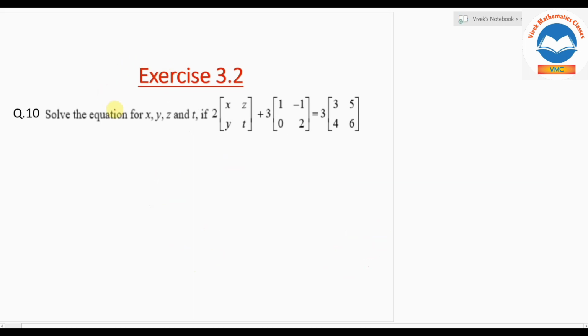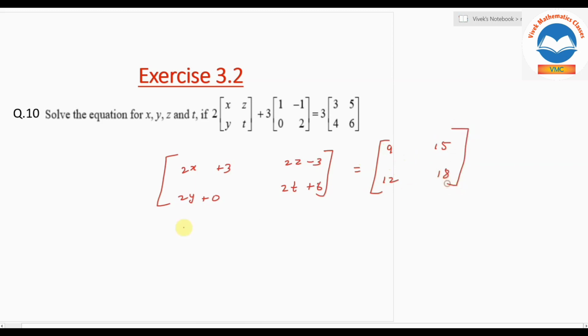The 10th one: solve the equation for x, y, z and t. Same as the previous one. So we will get 2x plus 3, and here 2z minus 3, and next 2y plus 0, and here 2t plus 6. This is our LHS, and this will be equal to 3 times the RHS. So 3 into 3 will be 9, here 15, here 12, and here 18.